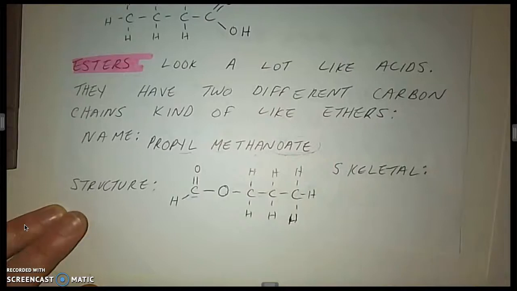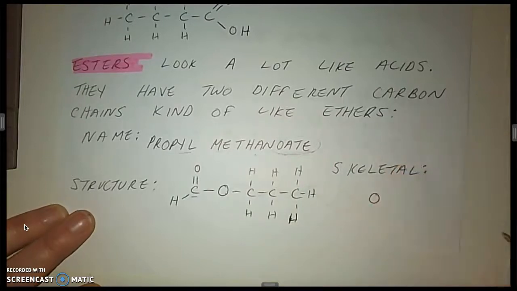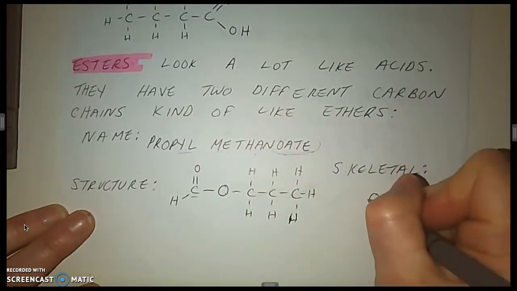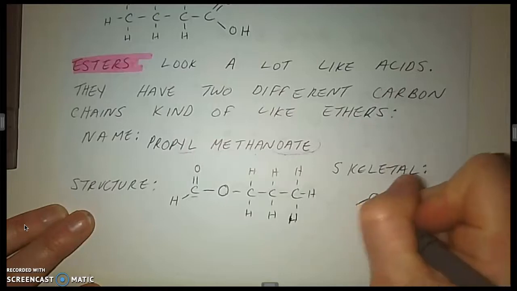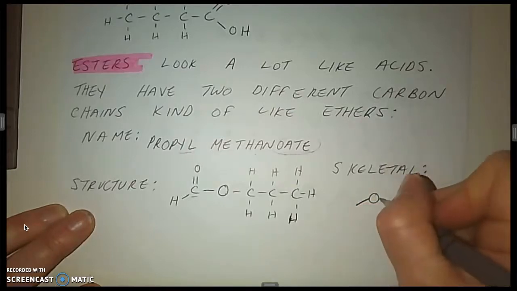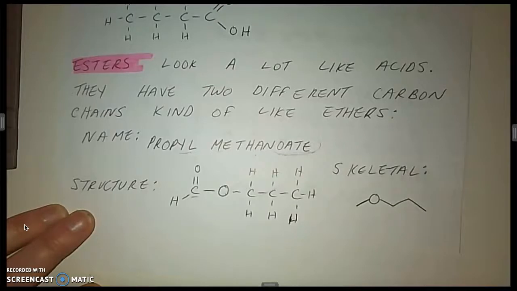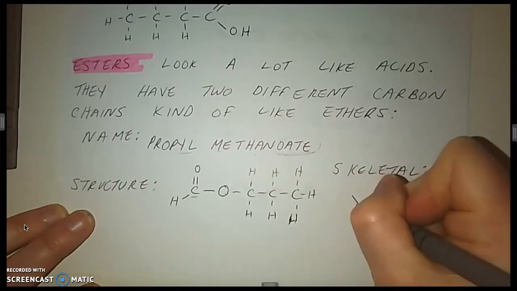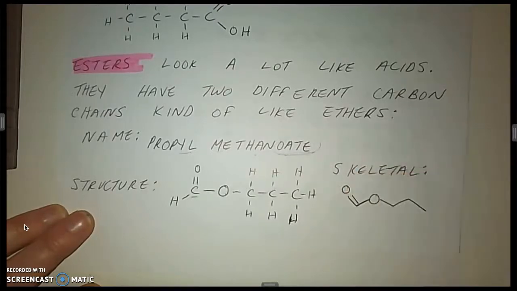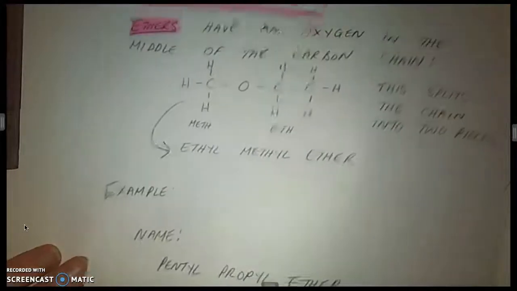For the skeletal structure of this, once again, I'm going to start by drawing my oxygen. I have a stick coming off to show the methyl. I have 1, 2, 3 to show the propyl. And then the last thing I need is just my double bond to oxygen right there. So I've got my methanoate piece and I've got my propyl piece right here. And that's it. So in this video, we covered ethers right there, and then we covered organic acids and esters.